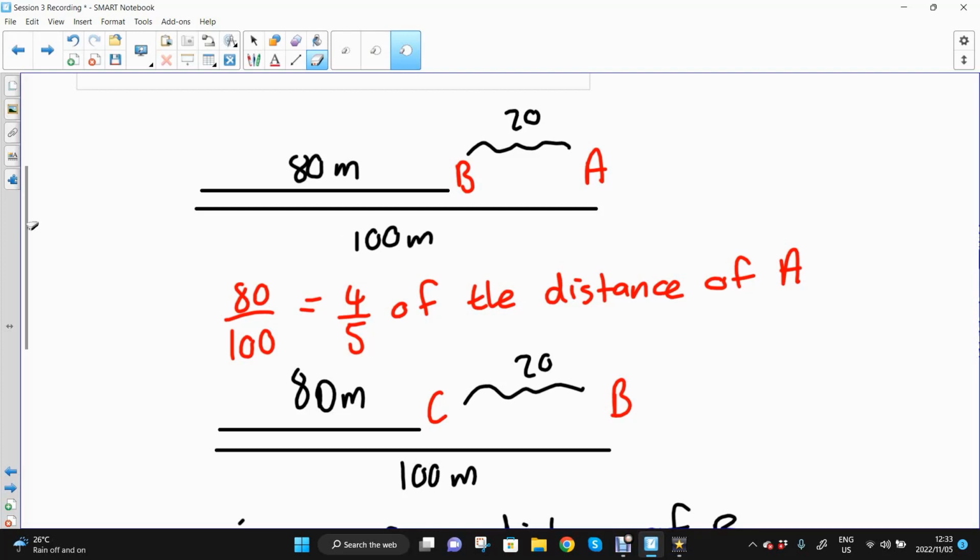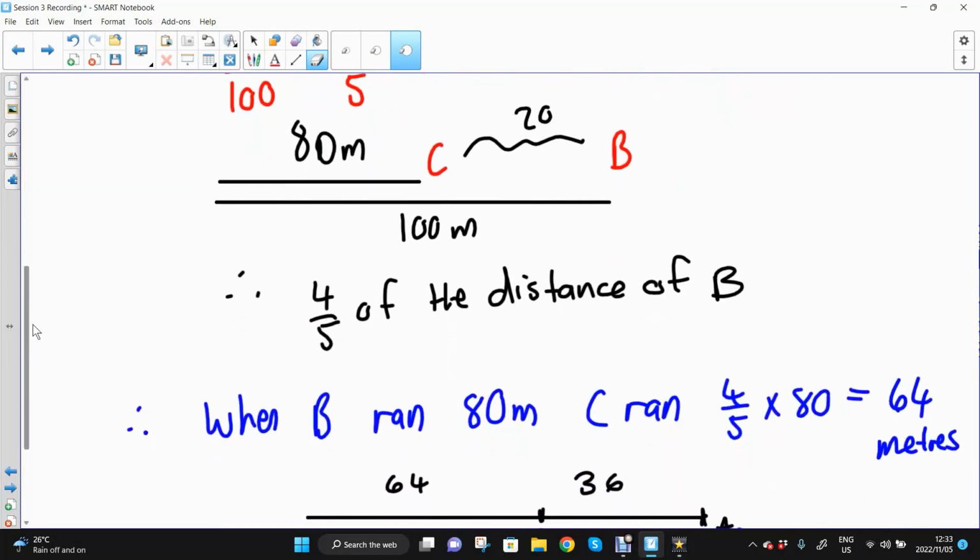Then in the second scenario, we again look at the distances there. So they say that as soon as B crosses the finish line at 100 meters, C is 20 meters behind. So again, I want to work out the fraction of the distance that C is covering compared to B in this case, which also gives us 4/5. 80 meters out of 100 meters. So the distance that C is covering is 4/5 of the distance of B.